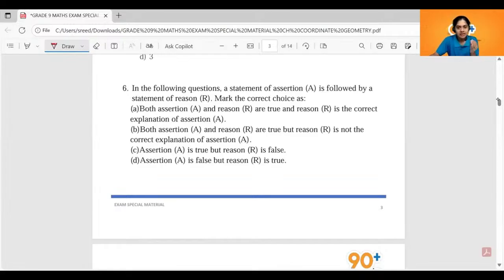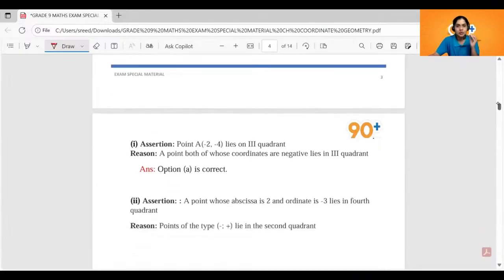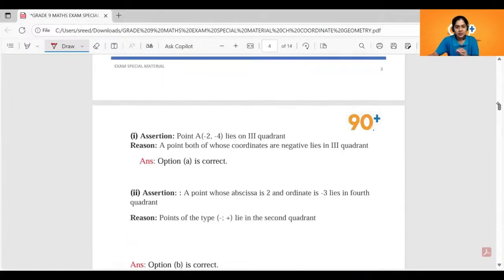You have 4 options here. Both assertion A and reason R are true, and R is the correct explanation of assertion A. Second option, both assertion and reason are true, but R is not the correct explanation of A. Assertion A is true, but reason R is false. And the last option is assertion A is false, but reason R is true. Let's see the questions one by one, then you will get an idea of how you can attend assertion reason questions.